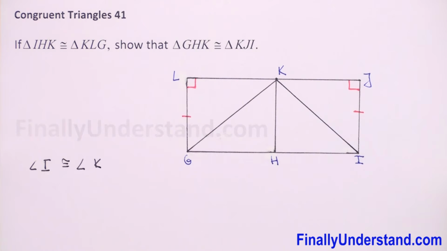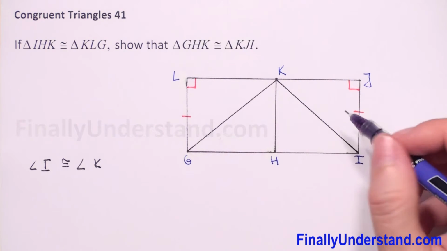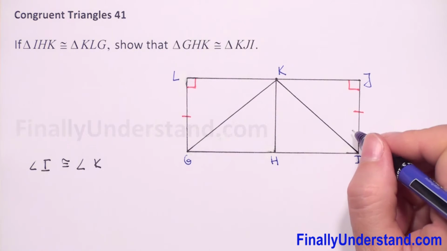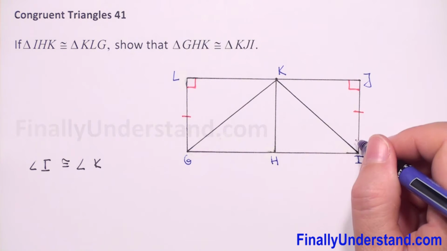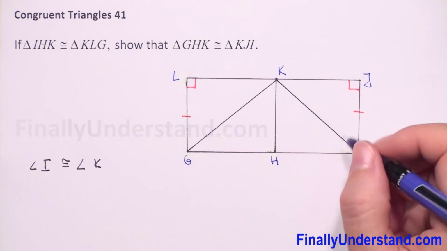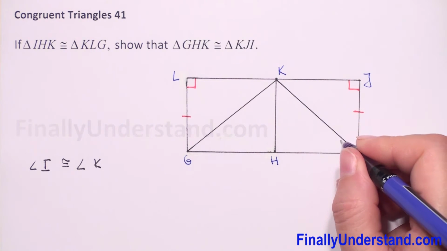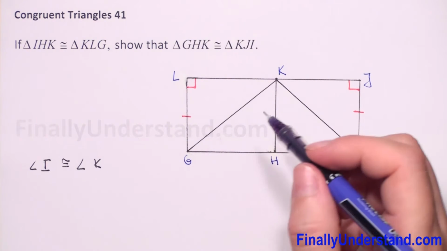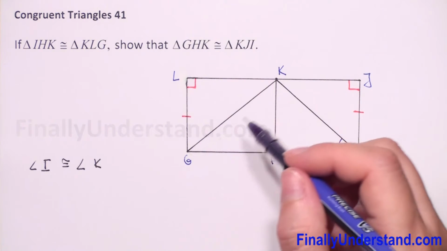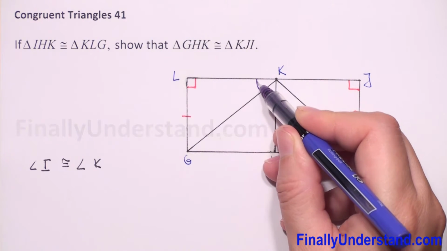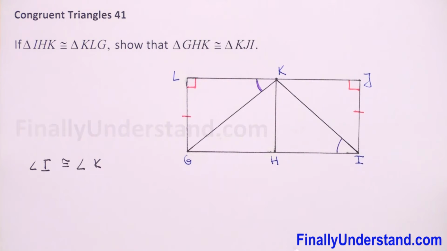Let's put this to our graph. This angle, because we have triangle IHK, so this angle is the same as in triangle KLG, so this angle. These two angles are congruent.